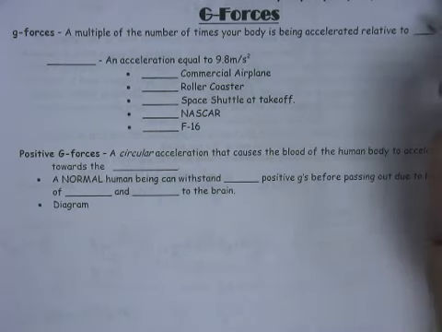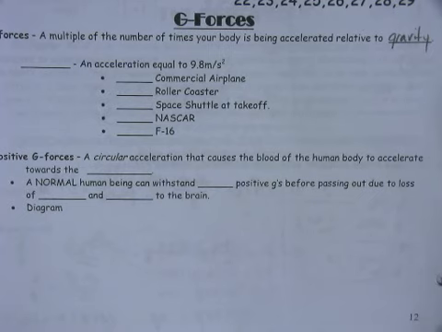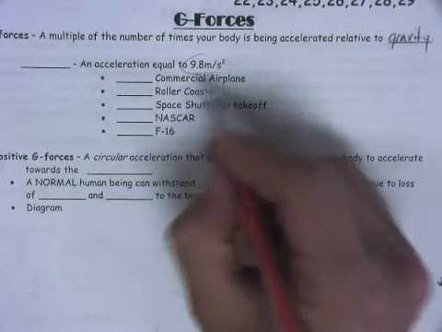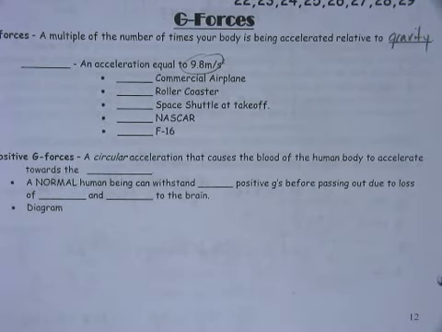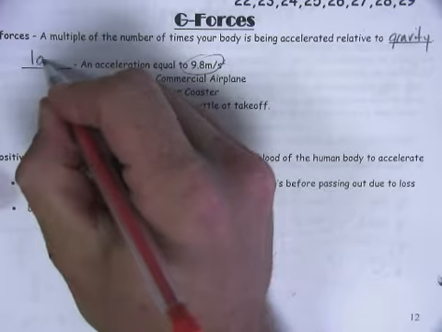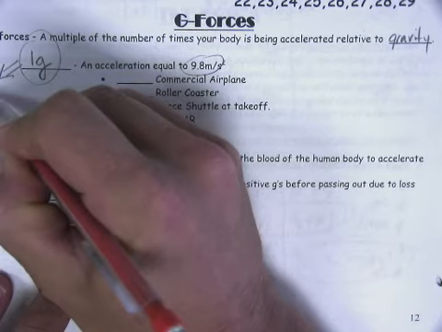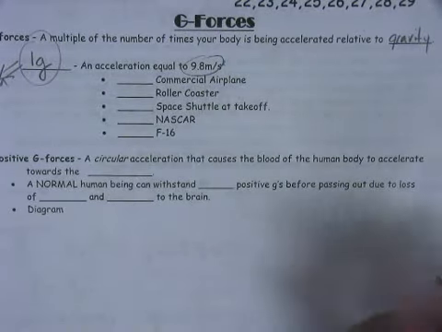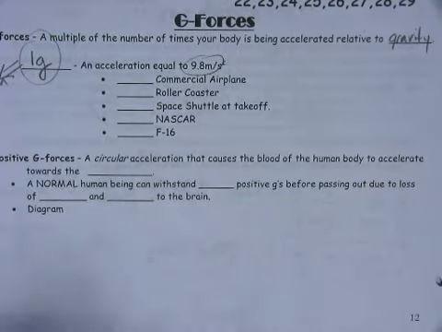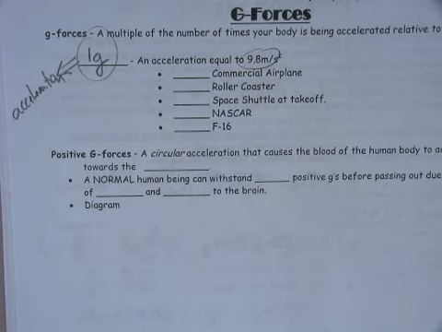This is a multiple of how many times your body is being accelerated. Right now, what is the acceleration of gravity? What is that number? The number is 9.8 meters per second squared. If you have an acceleration equal to 9.8 meters per second squared, we call that 1g. So when people talk about g, it is an acceleration. We know it's an acceleration because it's measured in 9.8 meters per second squared right down here on the page.